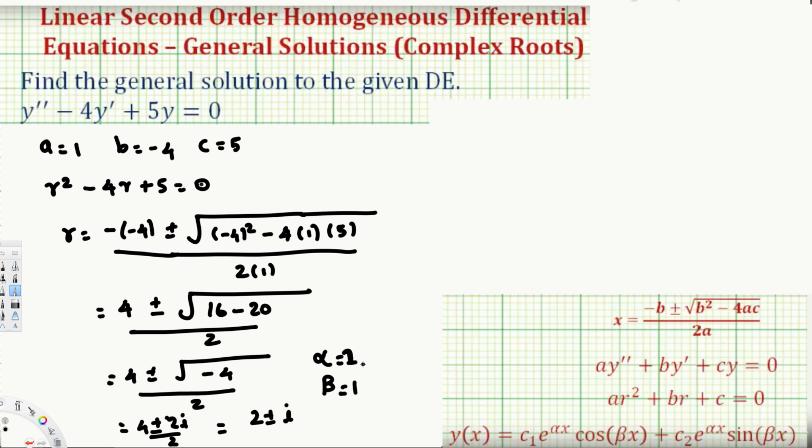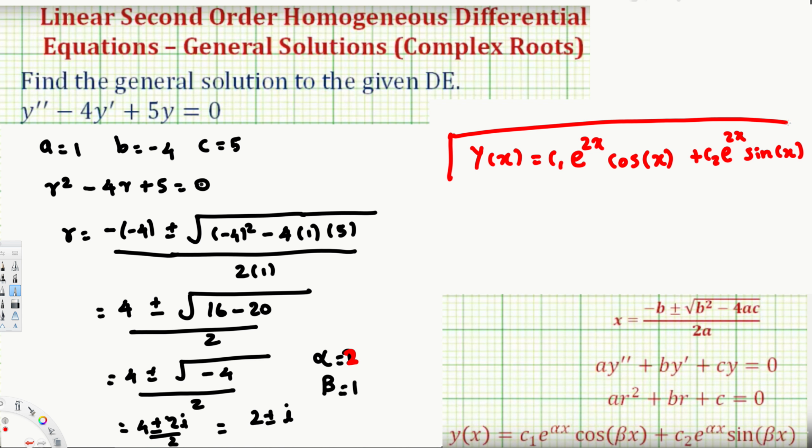Now we can go ahead and write our general solution for the differential equation. That's going to be y of x is equal to c1 e to the power alpha, alpha is 2, so this is going to be e to the power 2x cos beta x, beta is 1, so we can just leave it as x, plus c2 e to the power 2x, and sin beta x, that's going to be just sin x, and that's going to be our general solution for this differential equation. And that's how we do this kind of problem.